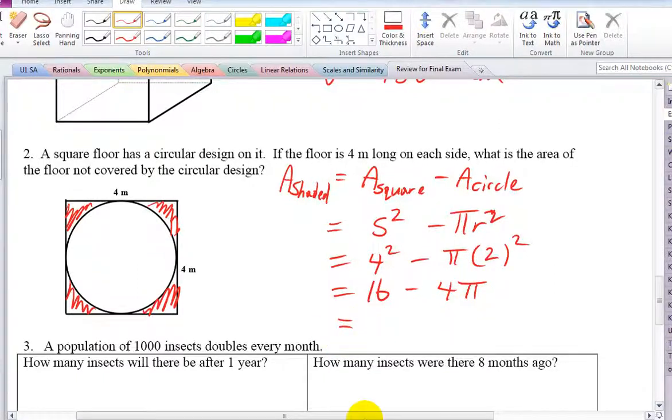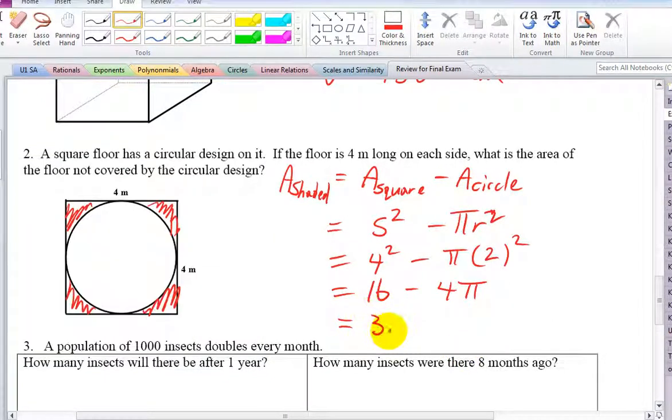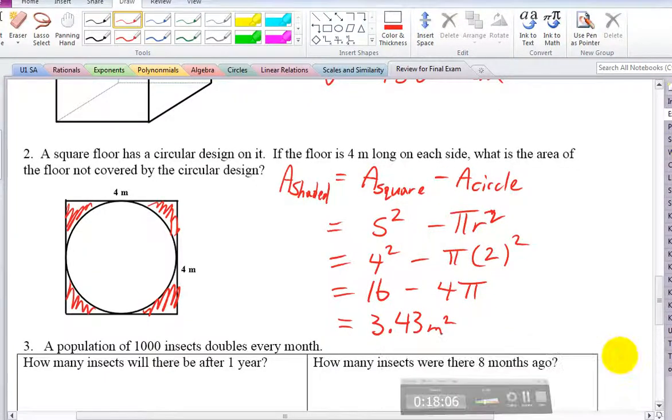Now you can go to your calculator. Be careful how you do this. .43 meters squared. Okay.